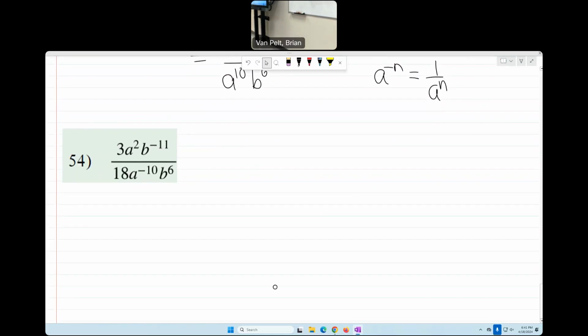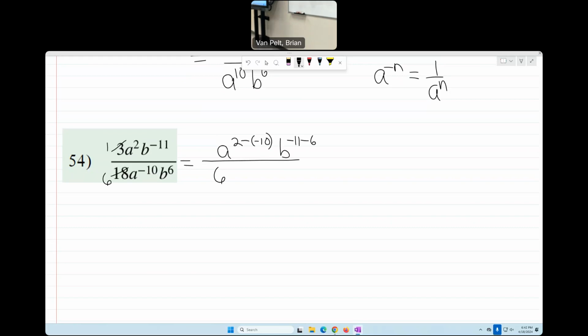First thing you should do is divide out: 3 goes into 18 six times. Let me start my fraction here. I'm going to have 6 down here. Here's the way I do it. You can do everything this way if you want. A to the 2 minus negative 10. B to the negative 11 minus 6.